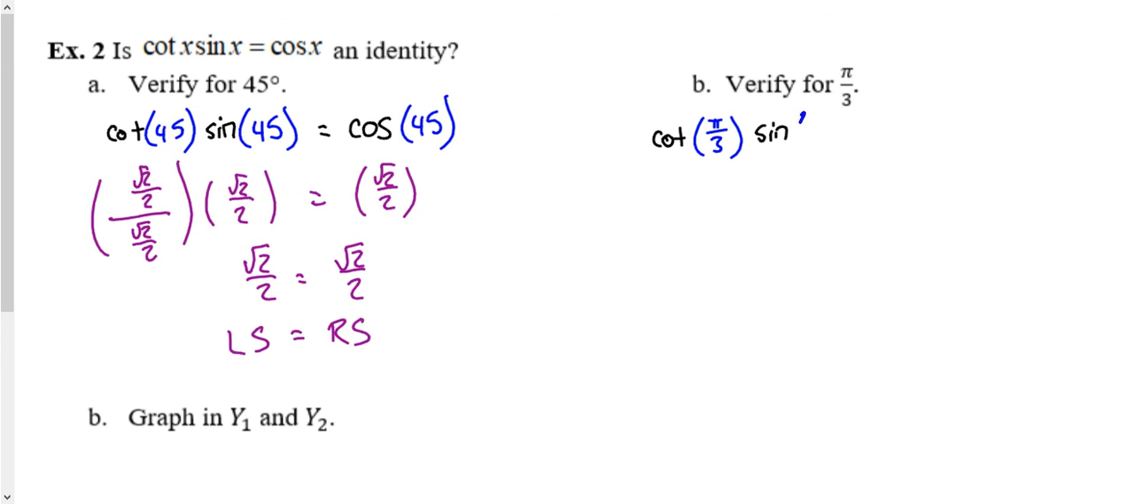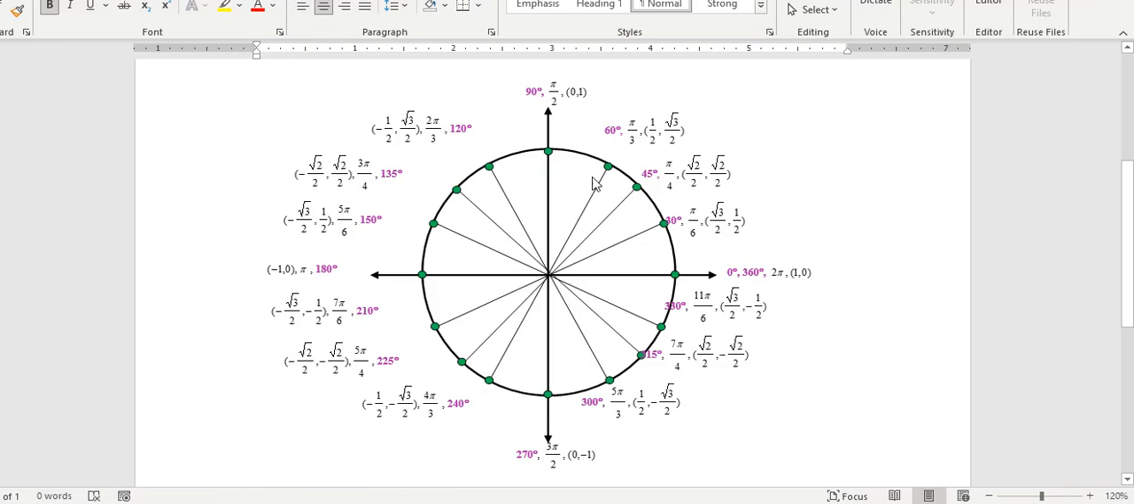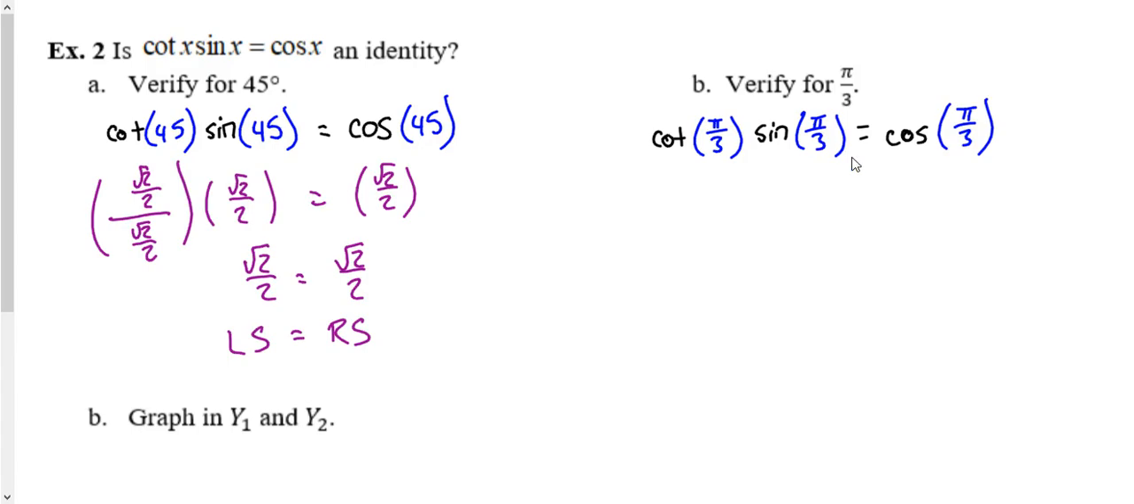Sine of pi over 3 is equal to cos pi over 3. Again, I'm just going to go straight to my unit circle here, double checking pi over 3. Pi over 3, of course, is 60 degrees there. And so we have cos at 1/2, sine is root 3 over 2. So cos is equal to 1/2. Sine is equal to that root 3 over 2.